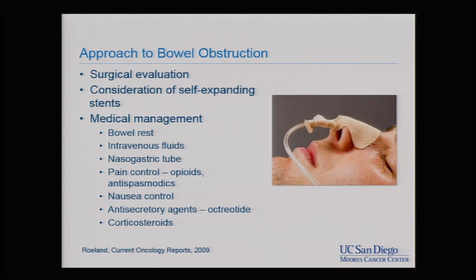And that includes rest, IV fluids, NG tube. This is called the, quote, fluids and suck approach, where you have the NG tube sucking out any fluids that accumulate, which can be up to 6 to 8 liters a day normally. And then you're getting IV fluids. Pain medication, of course, nausea control. There's a drug that we sometimes use called octreotide. I can talk to you about that later if you have questions about it. And then steroids.